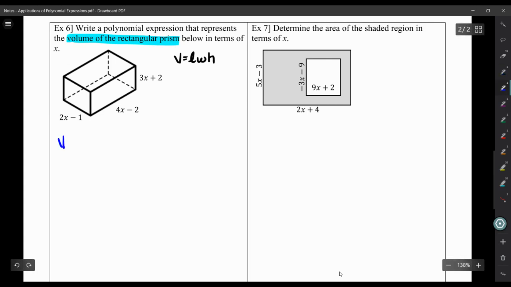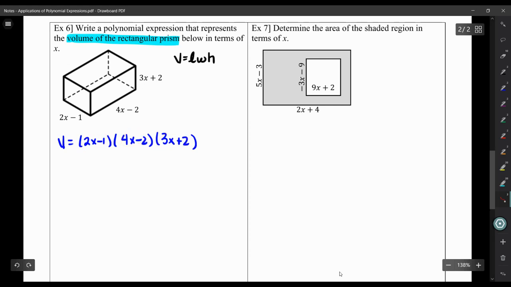So I'll write it down below. So volume will be the length, 2x minus 1, times the width, 4x minus 2, times the height, 3x plus 2. So again, we have 3 things multiplied together, similar to when we had to do area of a triangle, except instead of having a half as my third item, we have another polynomial.